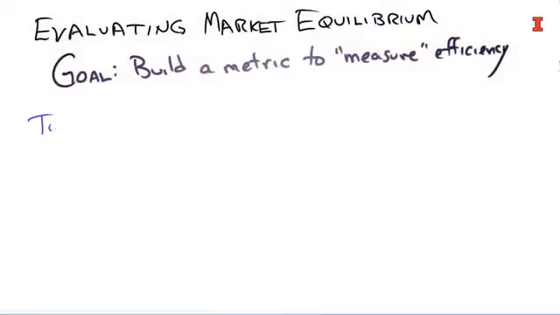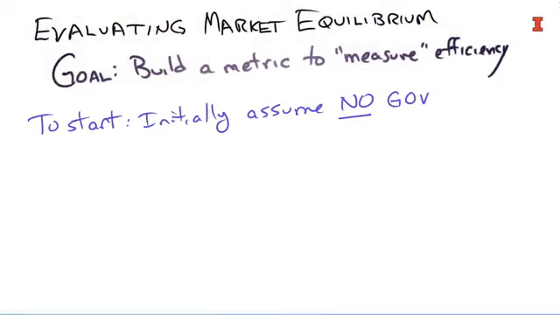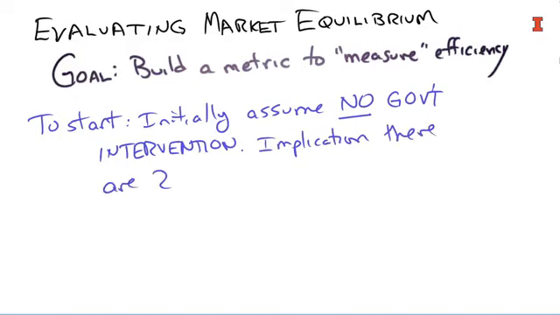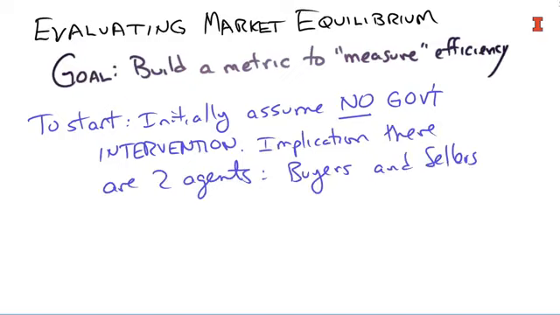So we're going to start with an assumption. To start, we're going to assume no government intervention. We'll modify that pretty quickly because, of course, the government does intervene a lot. But to begin with, we'll start without them, and that means the implication is there's just two agents in the market, buyers and sellers. We want to figure out a metric for what this market outcome actually contributes to the overall efficiency or happiness or welfare for consumers.